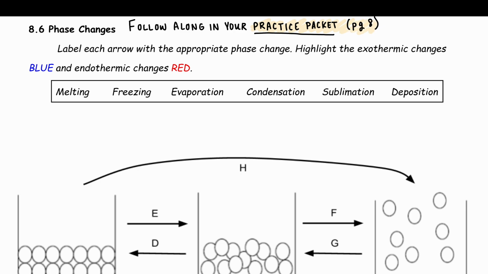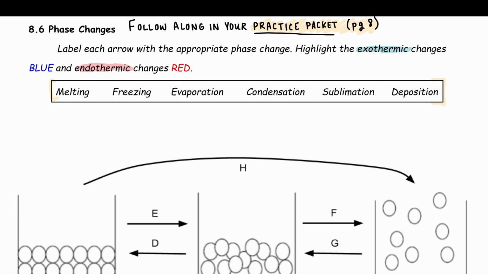Okay, so in this word bank here, we have 6 of the different phase changes that we can have between solids, liquids, and gases. So make sure you get 2 different colors, okay? I'm using blue and red, but they can be whatever colors you like. Just make sure you label accordingly. For this, I am going to draw all of my exothermic changes in blue and all of my endothermic changes in red.